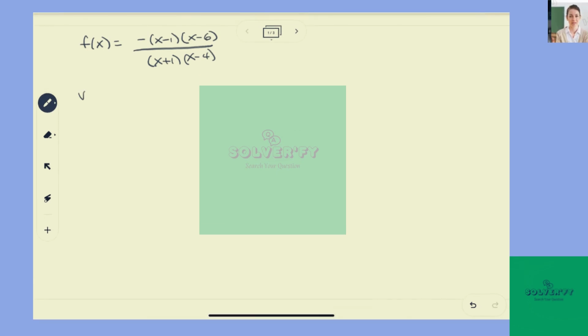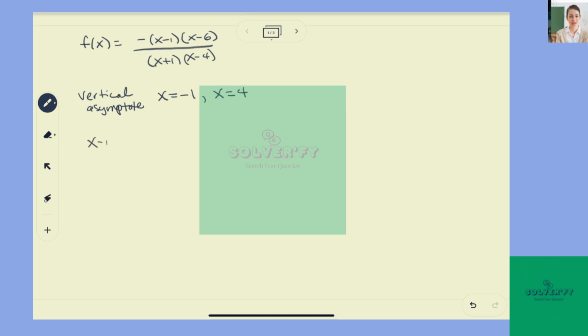So my vertical asymptotes are the values that make my denominator 0 after I've put the function in lowest terms. It's in lowest terms because I don't have any common factors to cancel. So I will have vertical asymptotes at x equals -1 and x equals +4. And they have to be in the form of an equation. They should say x equals.